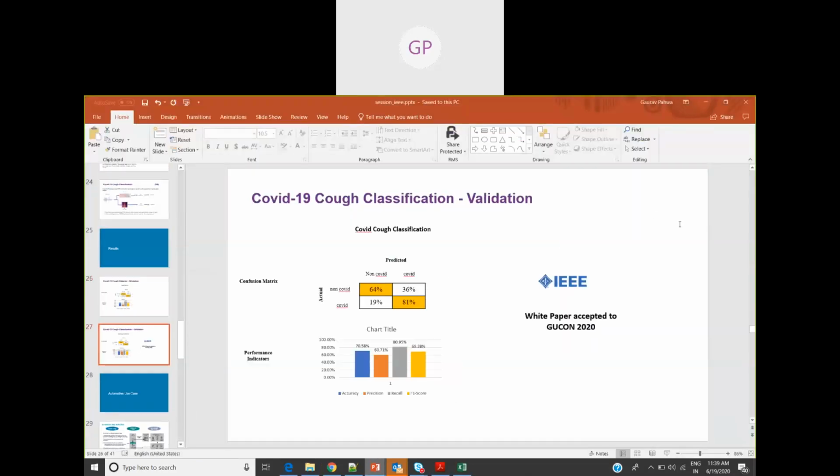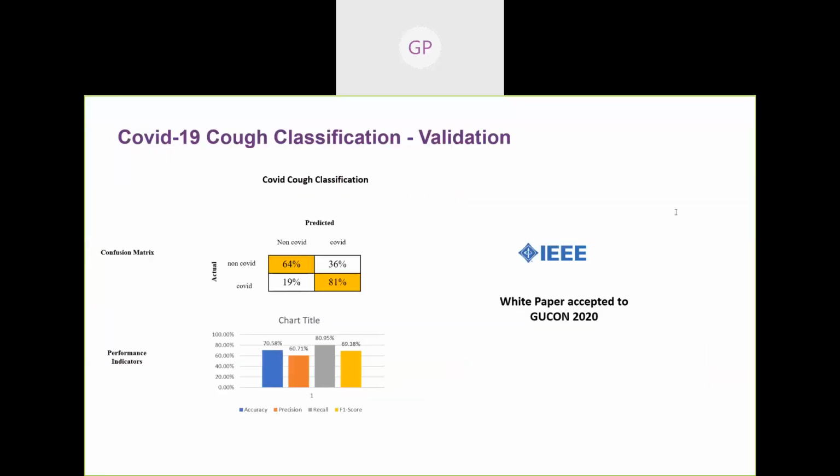Okay, and the next question is, do you have any classification data of COVID, any confusion matrix data of cough identification? Yeah, so I'll share it at the end. KPL Lakshmi.